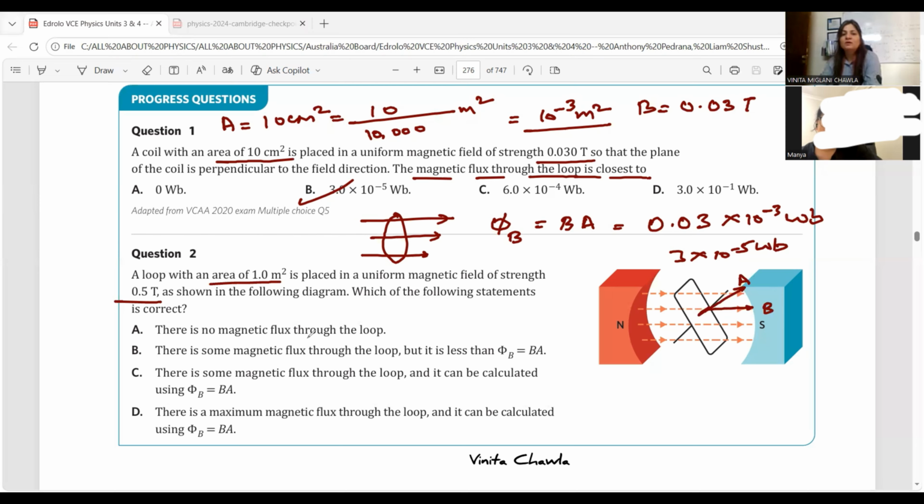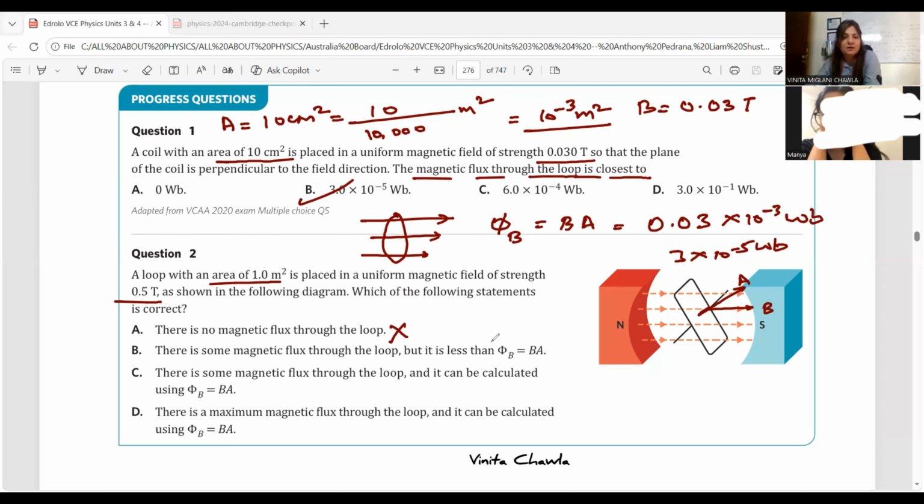There is no magnetic flux. No, this is wrong. There is some magnetic flux. Is it C part? Your voice is cracking. Is it C part? C part.